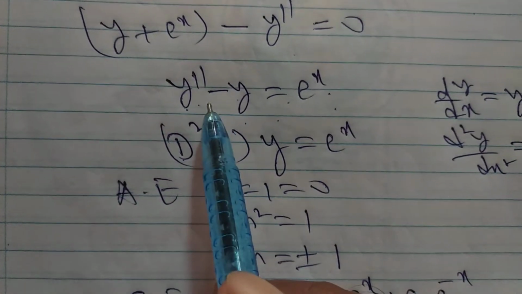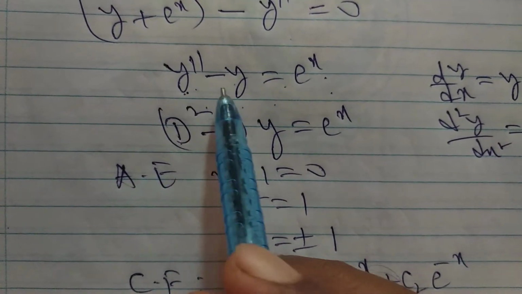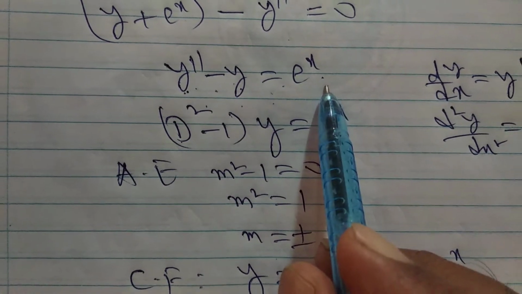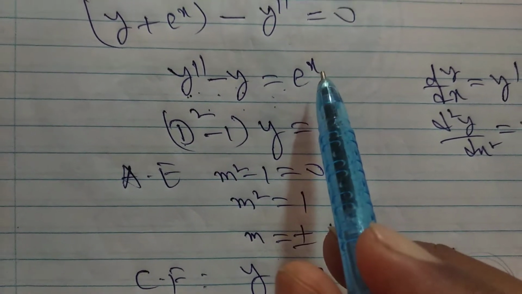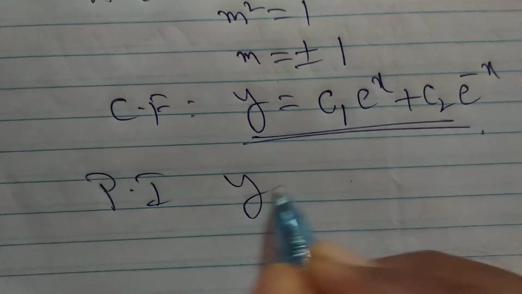So now that second order differential equation y double dash minus y is equal to e power of x is present. So right hand side e power of x is present. So that's why you have to find out the particular integral. What is the formula for particular integral? You take y left hand side. What is the right hand side? E power of x only.